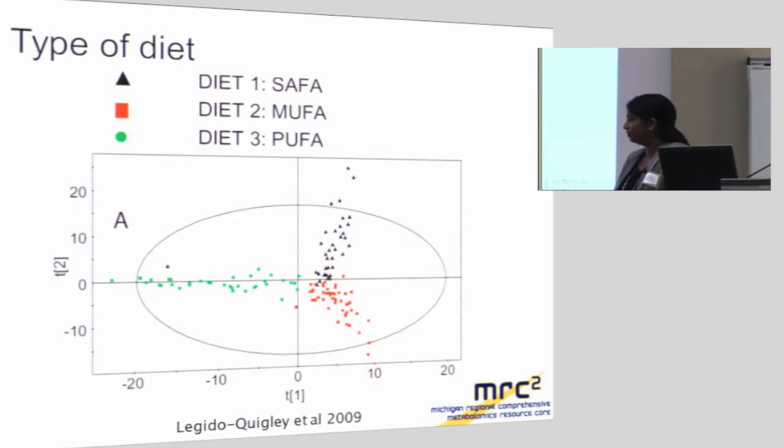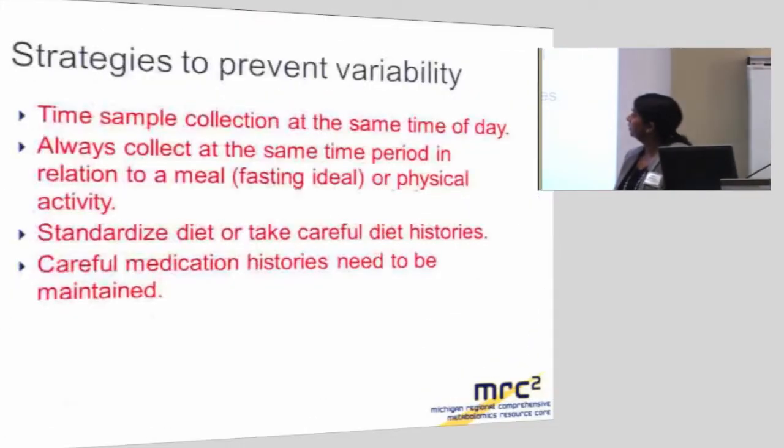So what does this mean for you? Standardize the patient's diet, or if that's not possible, at least maintain a careful diet history so you can put that factor into your analysis. So the strategies to prevent variability are: time your sample collection to a certain part of the day to take into account the circadian rhythm. Time it in relation to physical activity and meals, also standardize the diet, if not at least get a good diet history. Careful medication history, I haven't mentioned it here, but obviously in a diabetic, if you give insulin, the profile changes. The lipid, the amino acid, and the glucose profile changes.